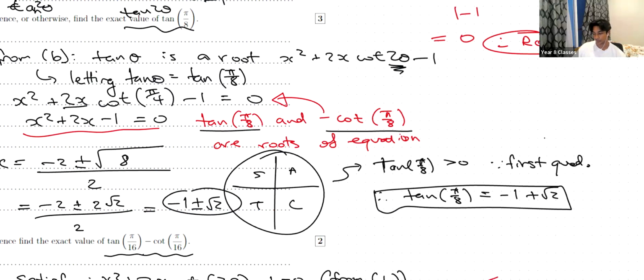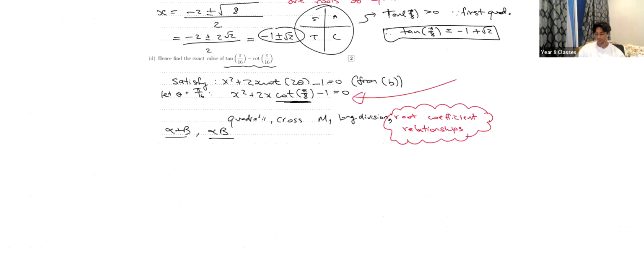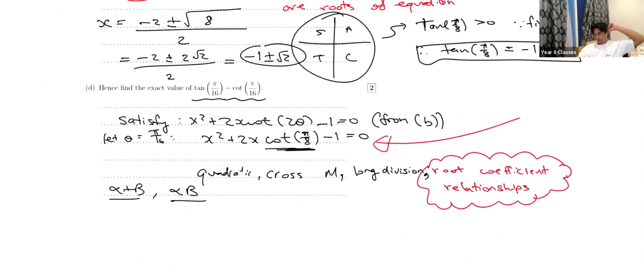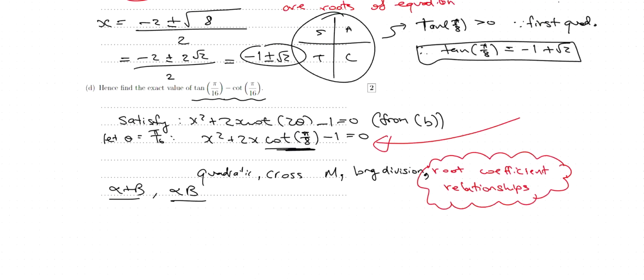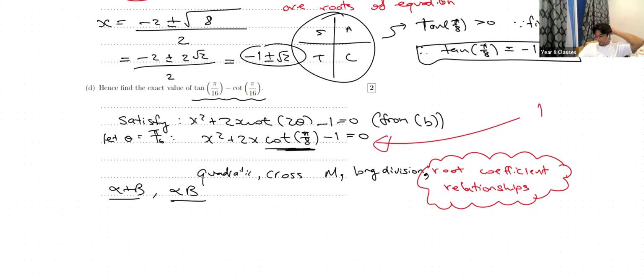What are the roots to this equation? Just thinking straight from part B, what were the roots of this equation? One was tan theta and the other was negative cot theta. And we've said theta is pi on 16. So our two roots are going to be tan pi on 16 and negative cot pi on 16, right?